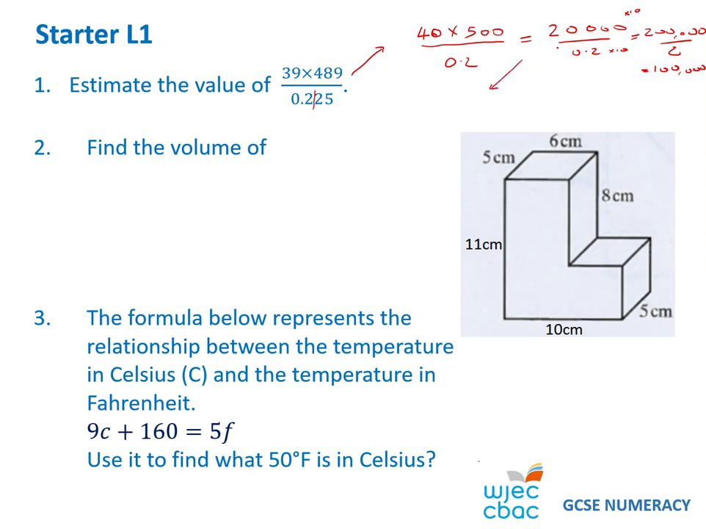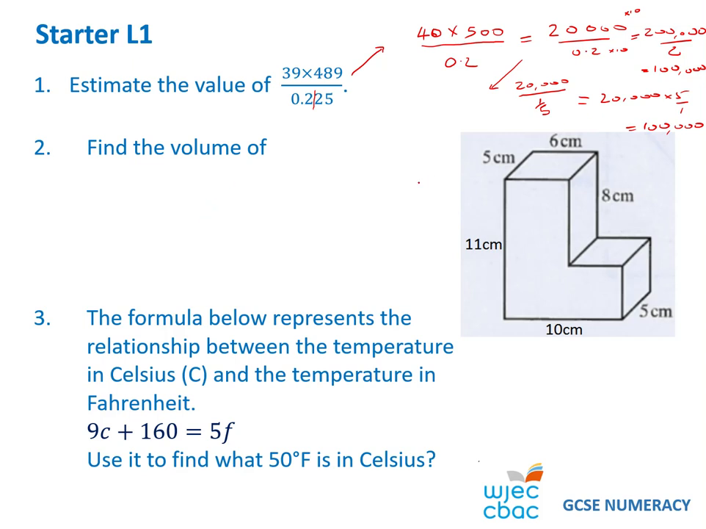You can have 20,000 divided by 0.2, which is the same thing as a fifth, 1 over 5. And to divide by a fraction I multiply by the reciprocal, so it's 20,000 times 5 over 1, which gives us the same answer, 100,000. So either way works out fine.